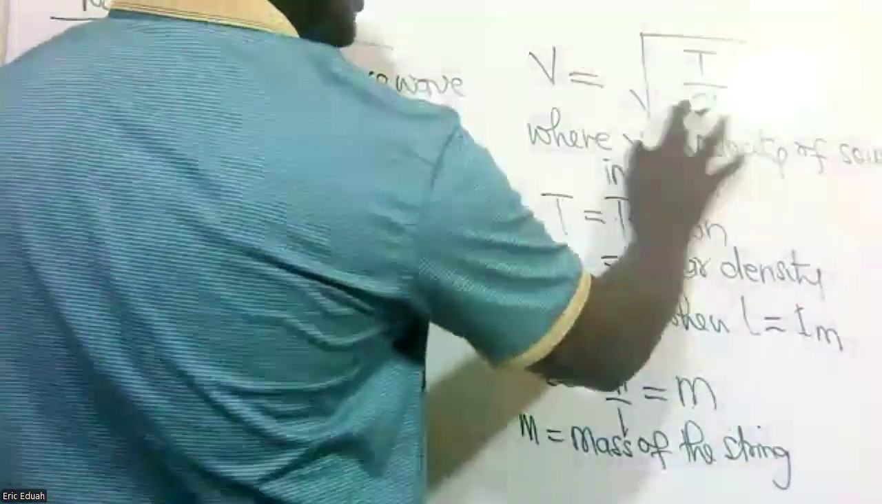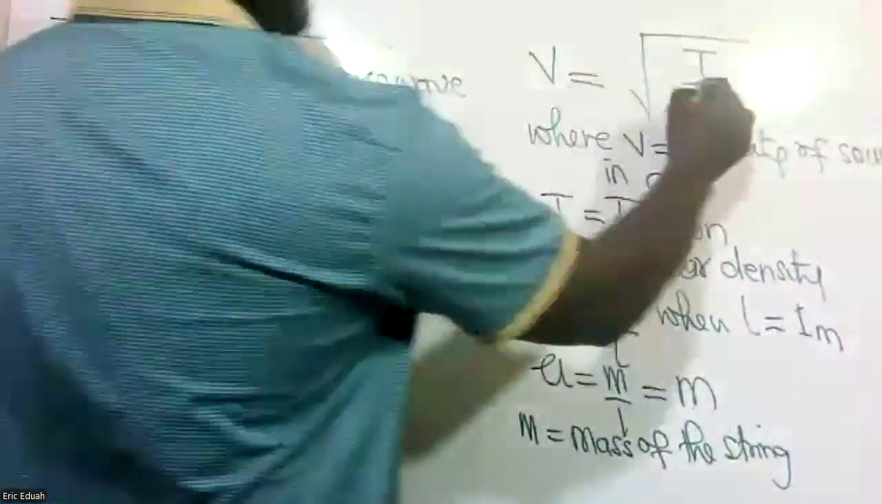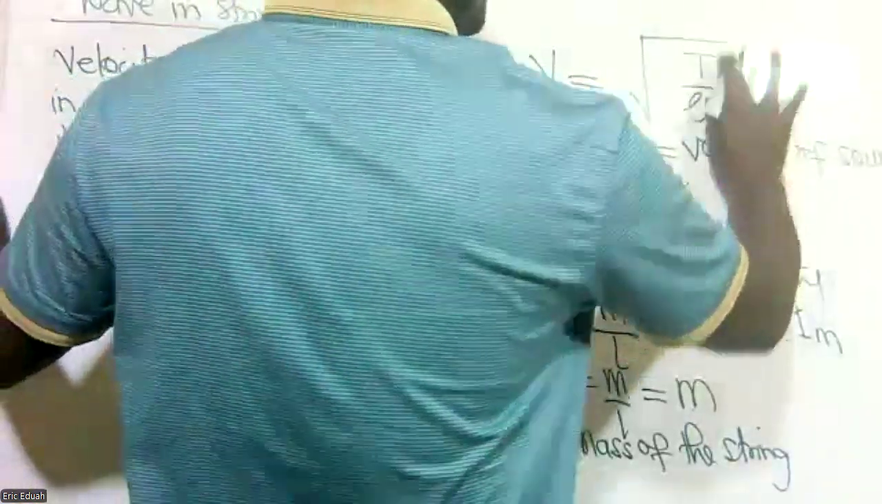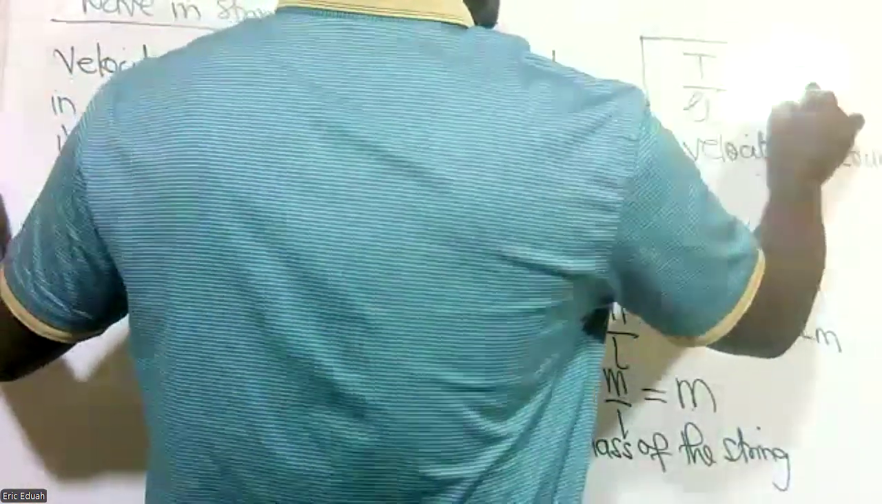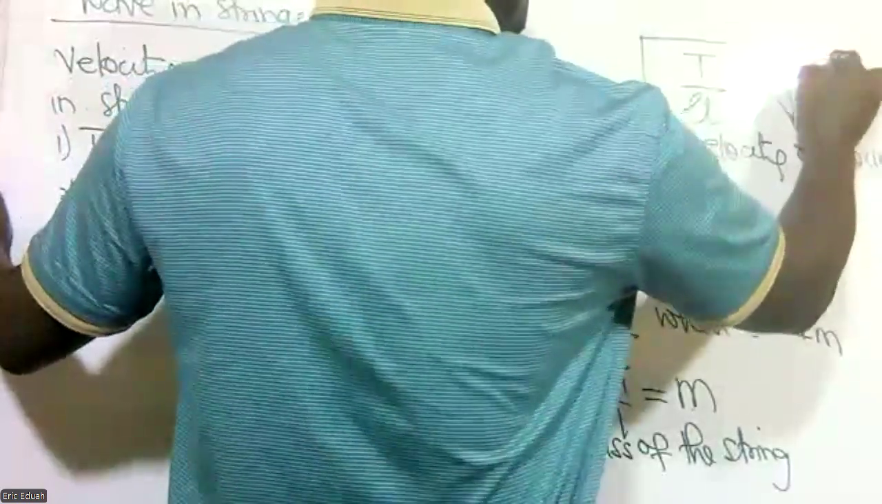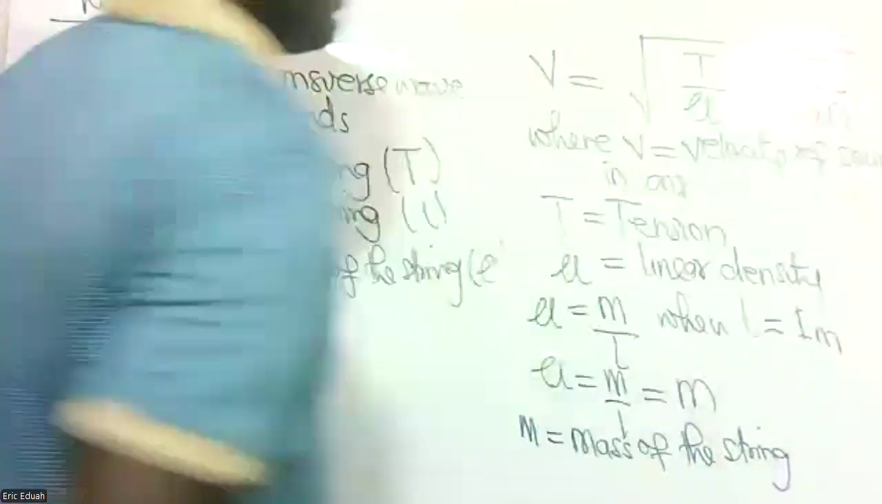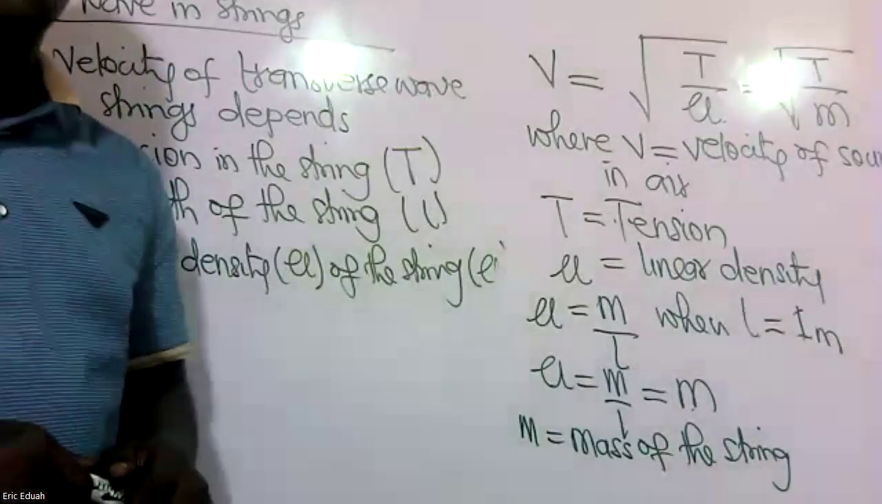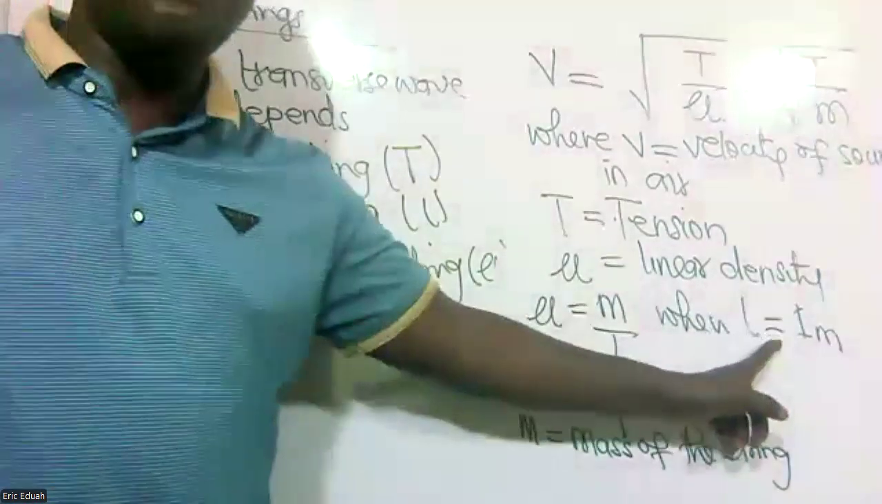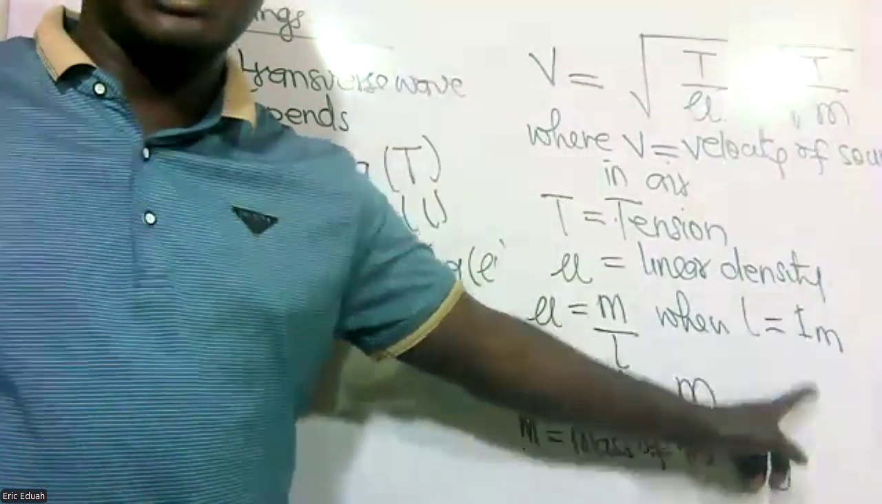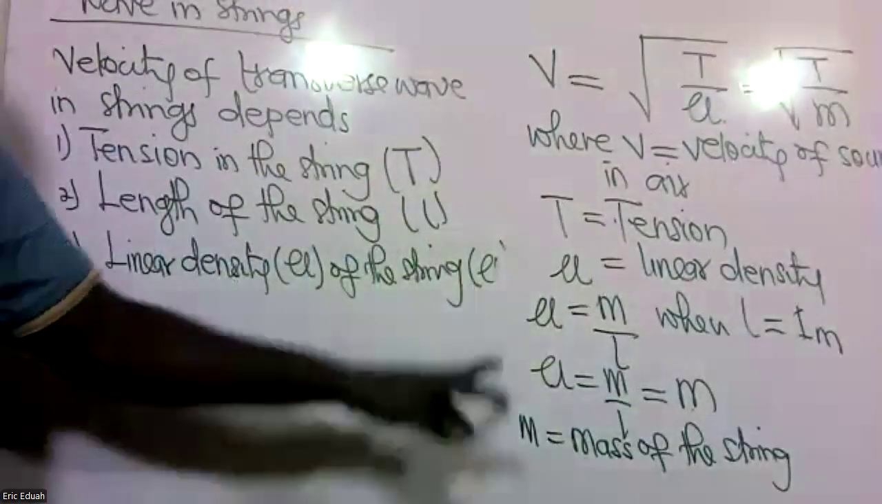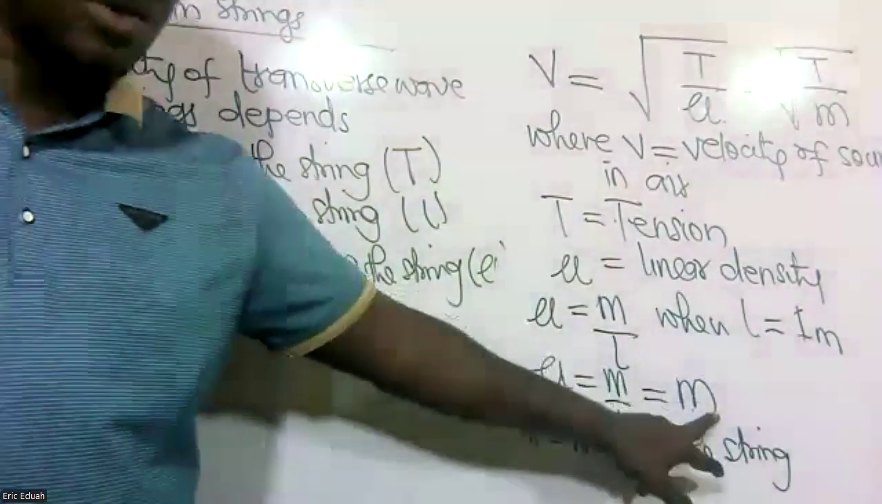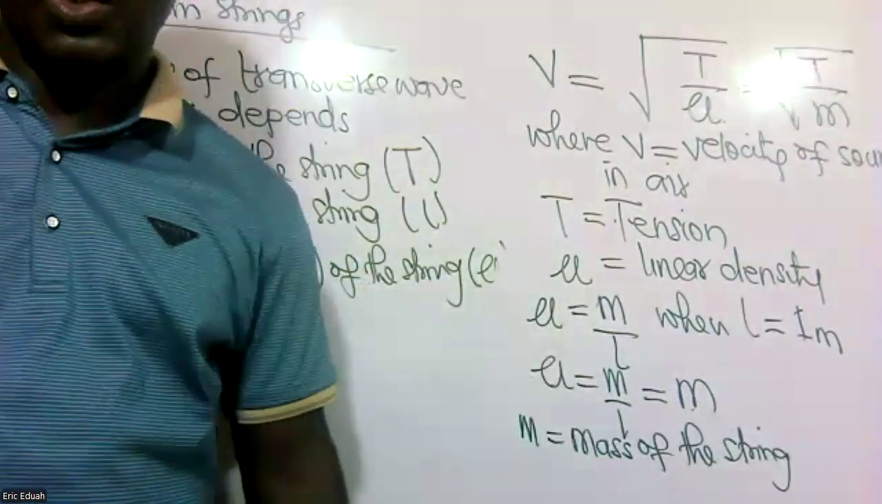So when you see V expressed as square root of T over m, then it means that we are considering just 1 meter length of a string. And so the linear density is just equal to the mass of the string.